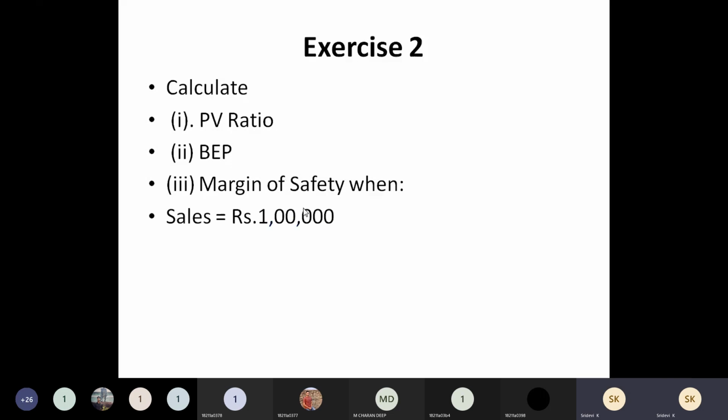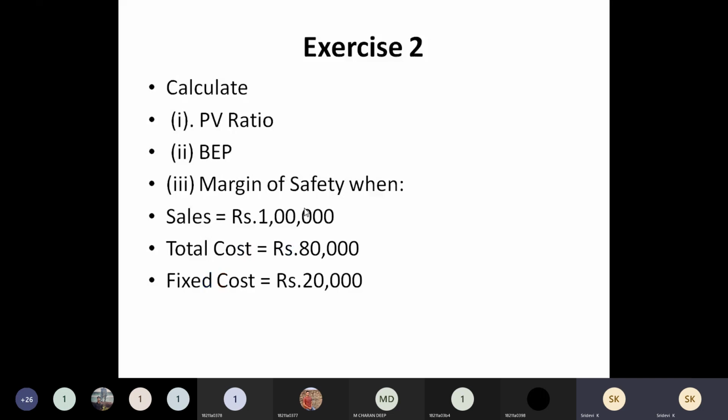So the information that was given is here, sales is equal to 1 lakh. Whenever you see that it is sales, that is nothing but total sales. Otherwise, if it is per unit, they will give you sales per unit or selling price per unit. Like that, it will be mentioned. And total cost 80,000 and fixed cost it is 20,000 and net profit it is 20,000. So from this information, you have to calculate the PV ratio, BEP, and the margin of safety.